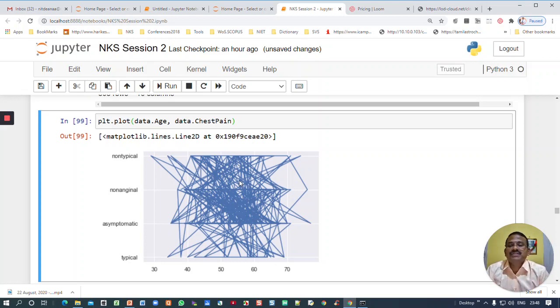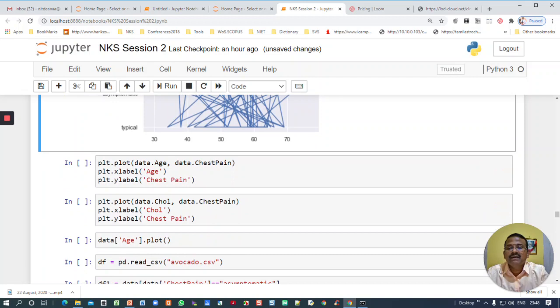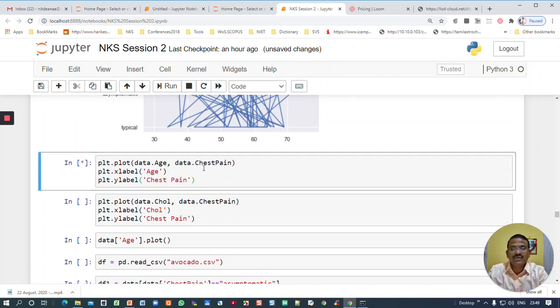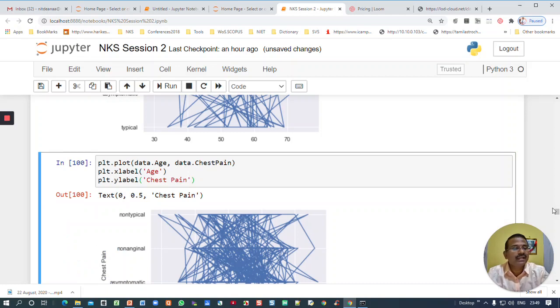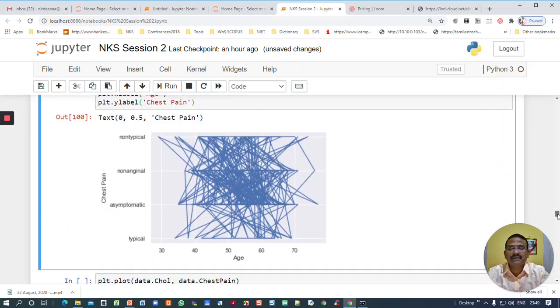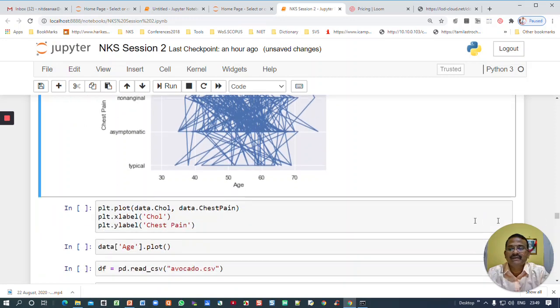That means more observation. So like this, instead of seeing the entire data, just plotting and making a visualization, we can understand very easily. From this, we can take a wise decision, interpretation. Similarly, I wanted to plot age and the chest pain. So I am plotting age and chest pain, depends upon the age.